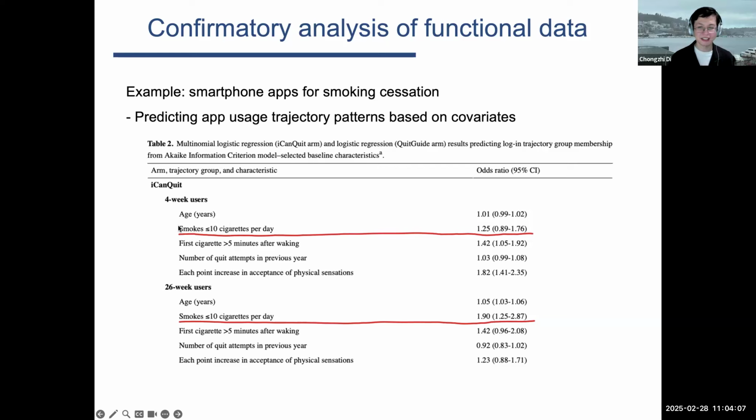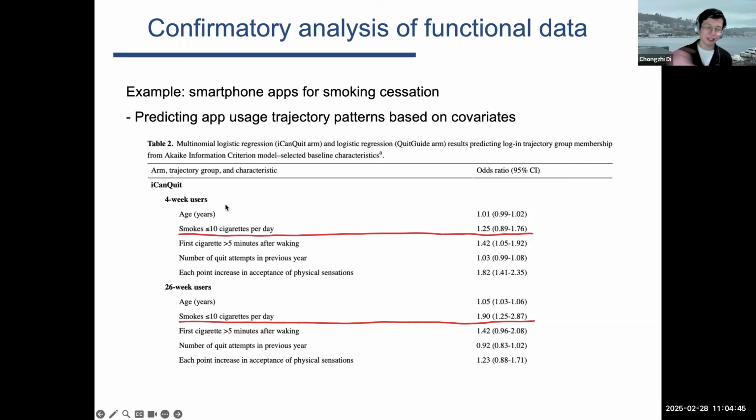So if we focus, let's see the number here. The covariate is smokes less than 10 cigarettes per day. So we see an odds ratio of 1.25, even though it's not statistically significant. But what this odds ratio means is, compared to 1 week users, people who smoke less than 10 cigarettes per day have a higher chance, maybe 25% higher, of being a 4 week user compared to a 1 week user.